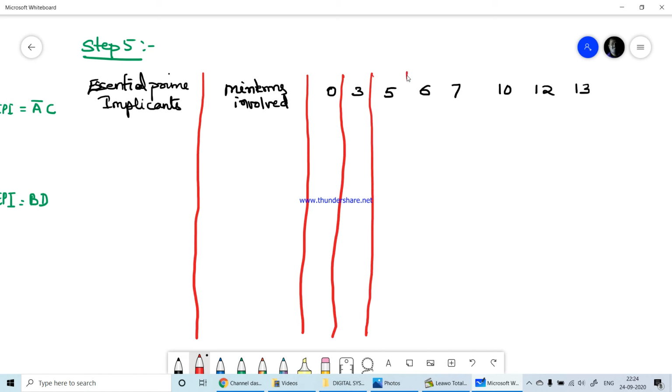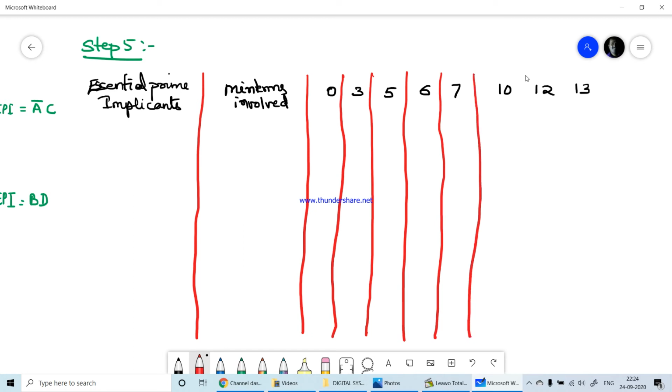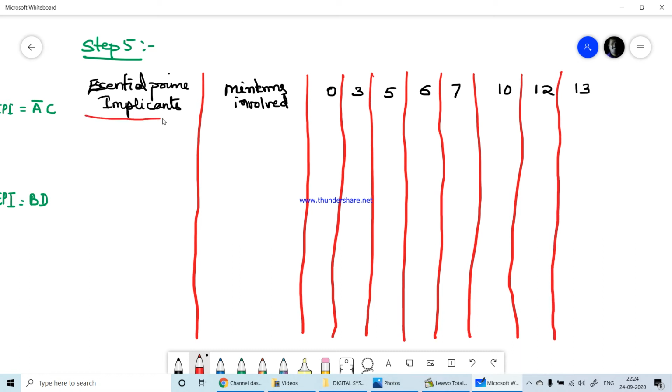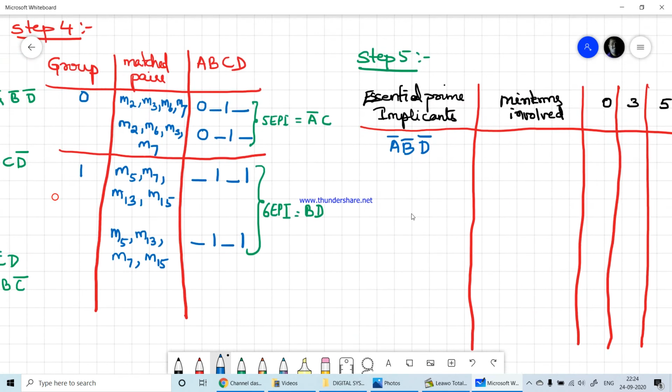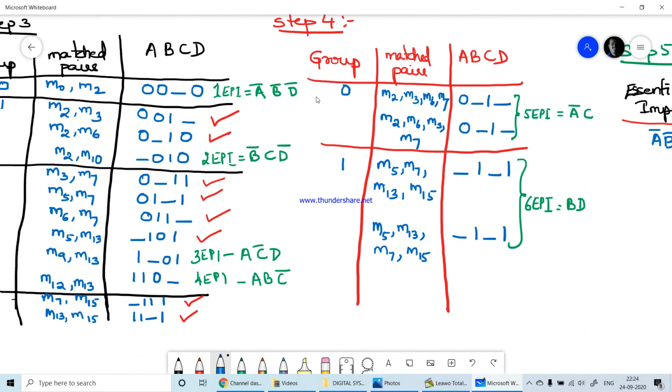So we'll put a box here so that when I write cross and all, you don't get confused. Now the first essential prime implicant was A bar, B bar, D bar. You can go and see that. The first prime implicant was A bar, B bar, D bar.